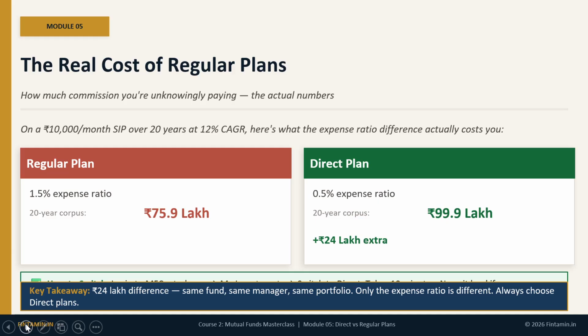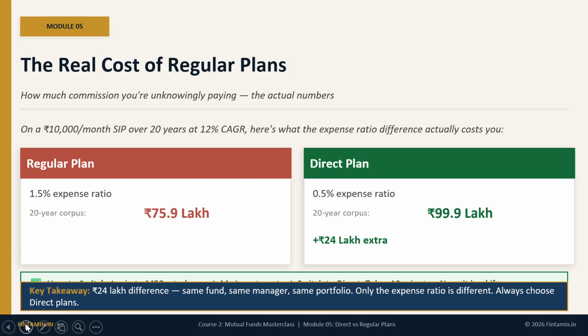The real cost of regular plans. Most people in India are unknowingly invested in regular plans. When you walked into your bank and a relationship manager helped you invest in a mutual fund, they put you in a regular plan. That relationship manager earns trail commission from your returns every single year you stay invested. Your bank is not giving you investment advice out of goodwill. They are selling you a product. The product they sell you may not be the best product for you. It is often the product that pays them the highest commission.